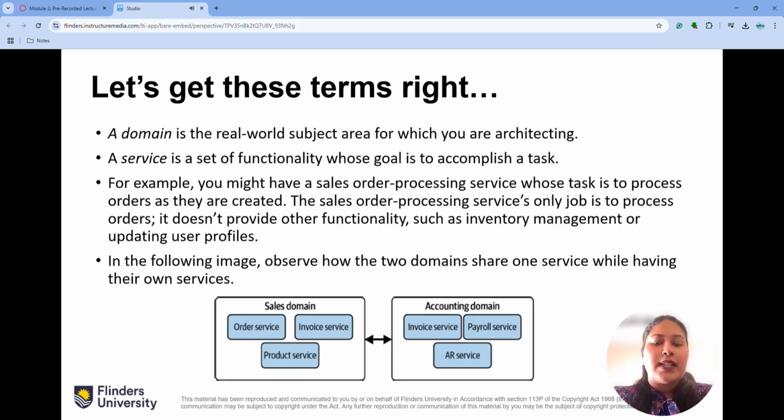Despite having separate services for their own specific needs, both domains share the invoice management service, which performs a task common to both sales and accounting operations. This shared service is designed to accomplish the specific task of handling invoices regardless of the domain. So the key takeaway here is by properly defining domains and designing specialized services, you can build systems that are both modular and scalable, allowing different parts of the system to evolve independently while still working together efficiently.